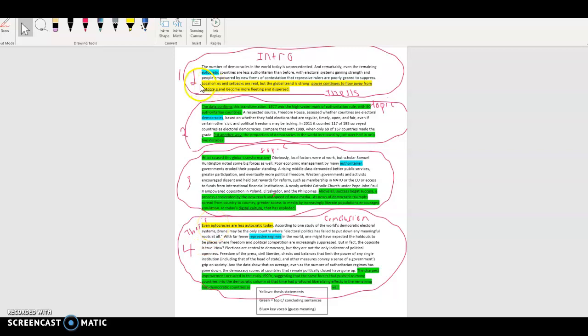So if I read this and if I read this and I can identify the thesis statements, I can really get a basic understanding of the total paper very quickly. Okay, now in between the introduction paragraph and the conclusion paragraph, I've got body paragraphs.